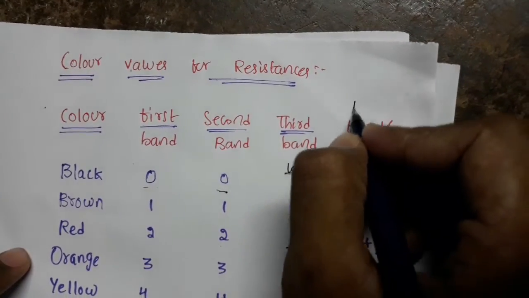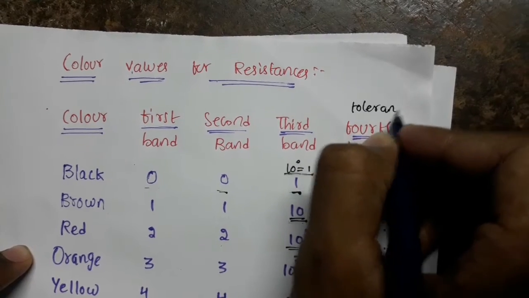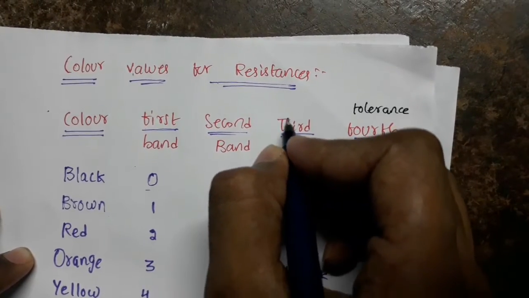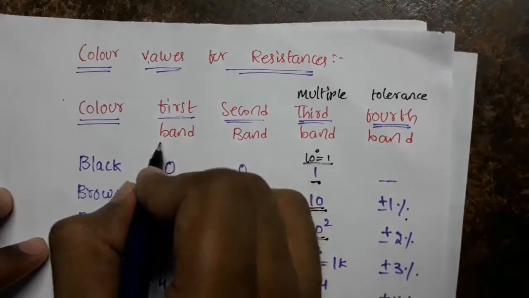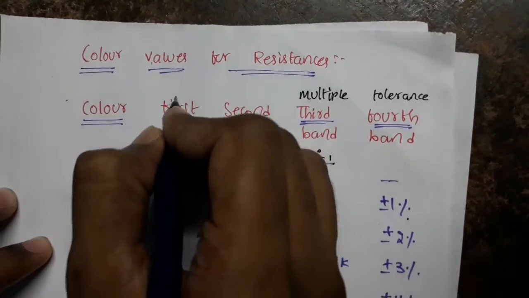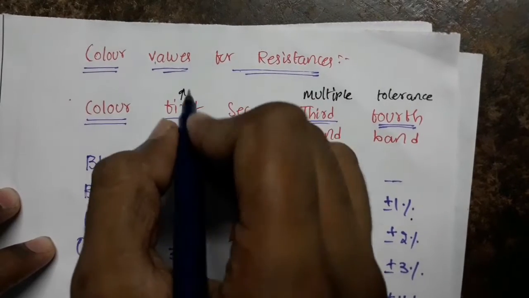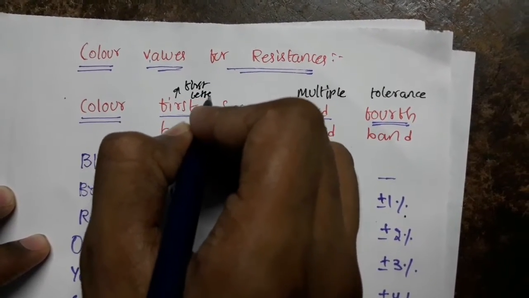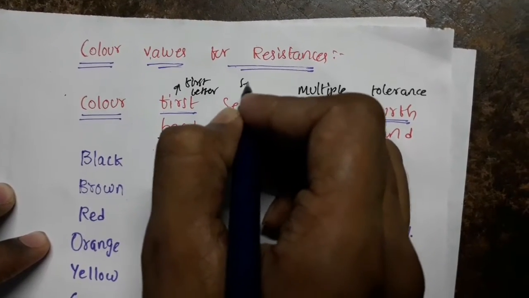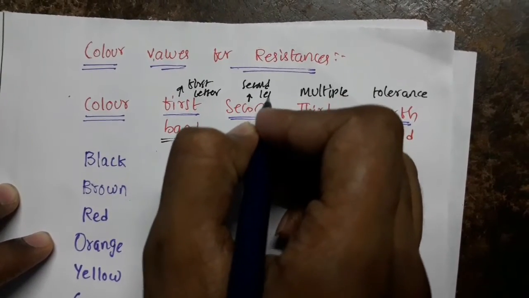The fourth band indicates tolerance. The third band indicates the multiplier. The first value indicates the first digit of resistance, and the second band indicates the second digit of resistance.